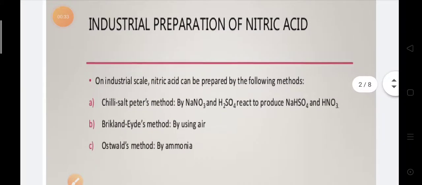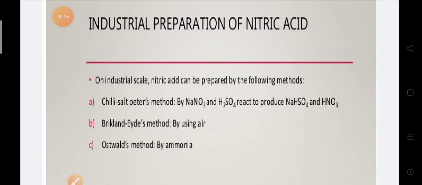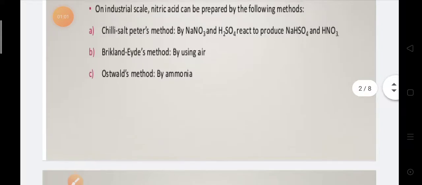We can prepare this HNO3 by mainly three ways. That is the Chile saltpeter method, where we prepare HNO3 from NaNO3 and H2SO4. The second process is Birkeland's method, by using air to oxidize. And the third process is Ostwald's method, by ammonia. In today's class, we're going to discuss Ostwald's method.